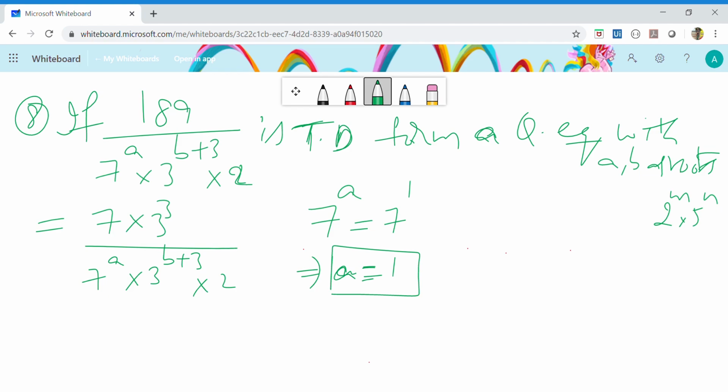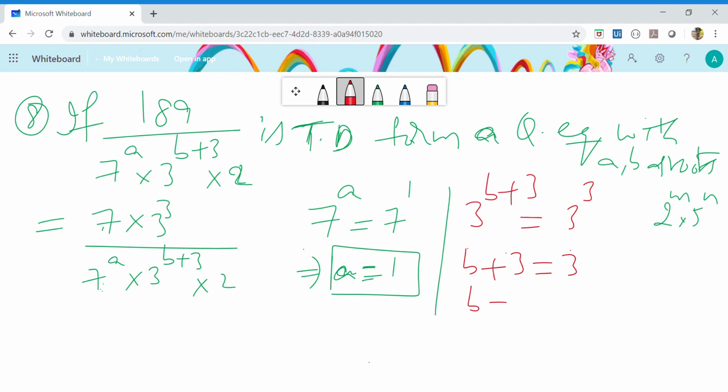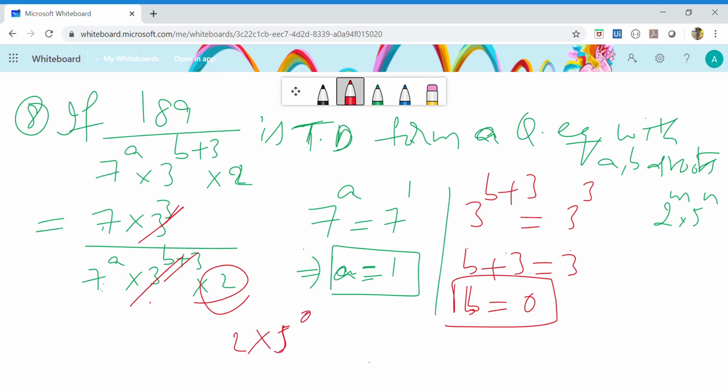If a is 1 for the denominator also, then 7 power 1 will become 7, and the 7s get cancelled. Both will get cancelled, and you get removal of 7 in the denominator. In the same way, you have to see the 3 to the power of b plus 3 can be equated to 3 cube. Then the bases are equal, so the powers should be equated. b plus 3 is equal to 3, b is equal to 3 minus 3, 0. If b is 0, then it becomes 0 plus 3, 3 cube, and 3 cube gets cancelled, and in the denominator purely 2 is there, and that means 2 into 5 to the power of 0 form it will become. So it is a terminating decimal.